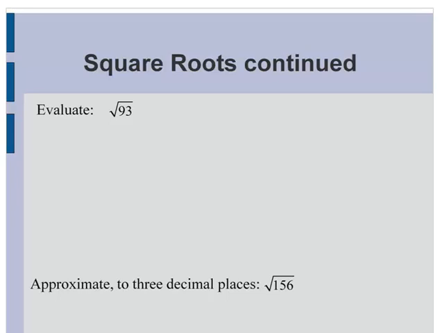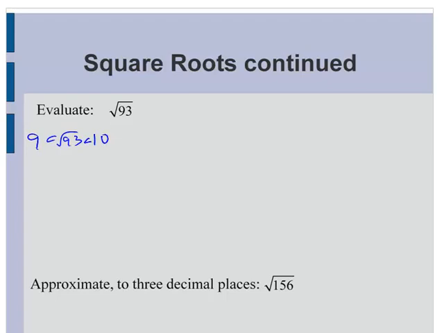Evaluate the square root of 93. Well, 93 is not on our list of perfect squares. So in fact, its square root is more difficult to find. Now we might guess that the square root of 93 is between 9 and 10.